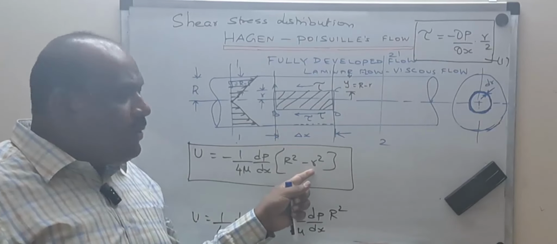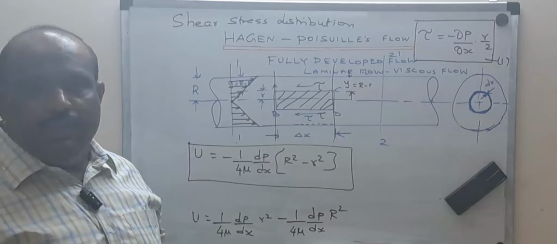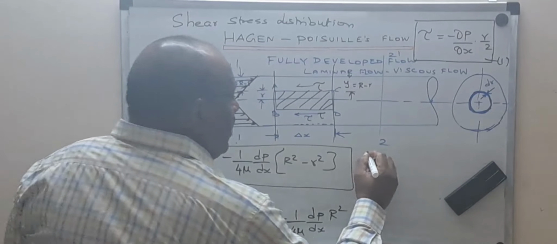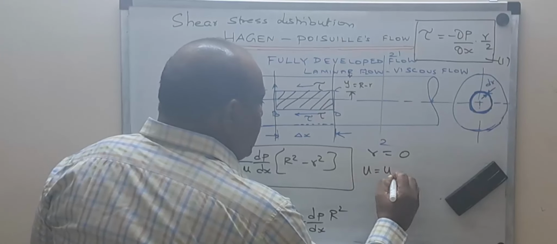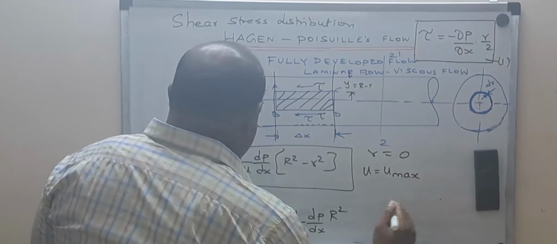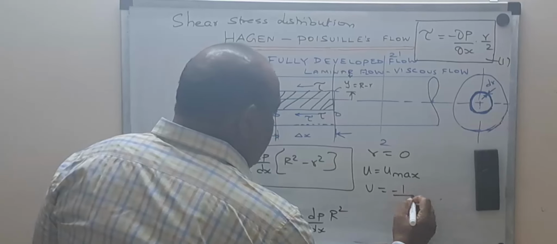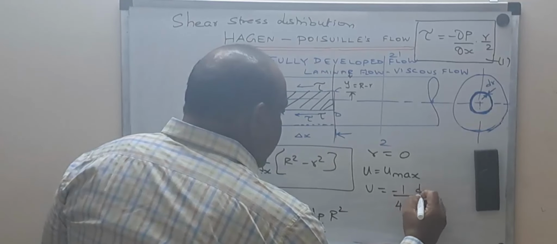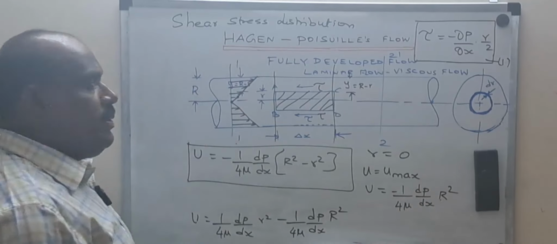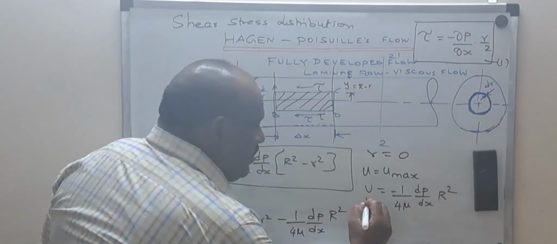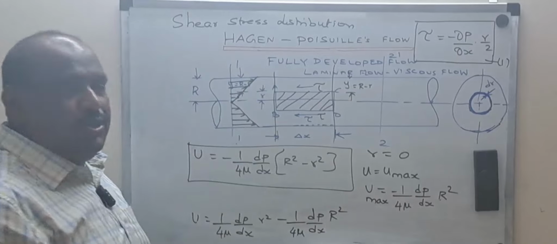And when small r becomes 0, this will become u max. Otherwise, when small r equals 0, my u will become u max, which is minus 1 by 4 mu of dp by dx of R squared. So this is nothing but my u max.